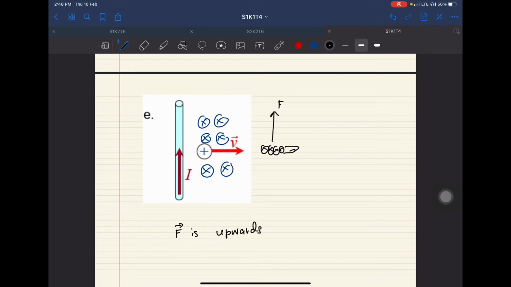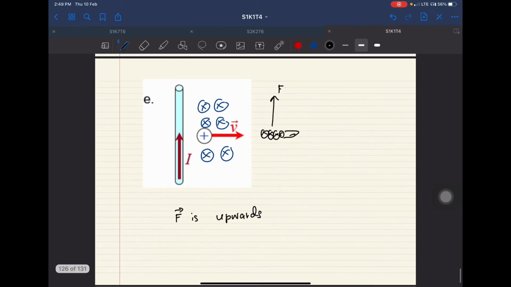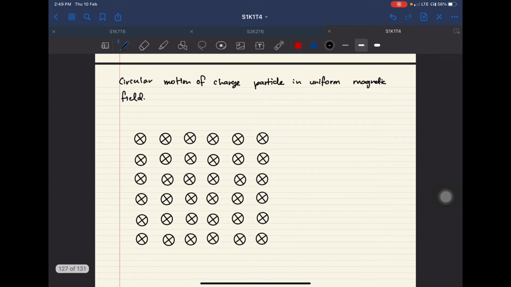Okay, hopefully this one helps, and then you can try to compare with the one in the lecture notes example, and see whether it tallies up. Okay, the next part is about circular motion of charged particle in uniform magnetic field.